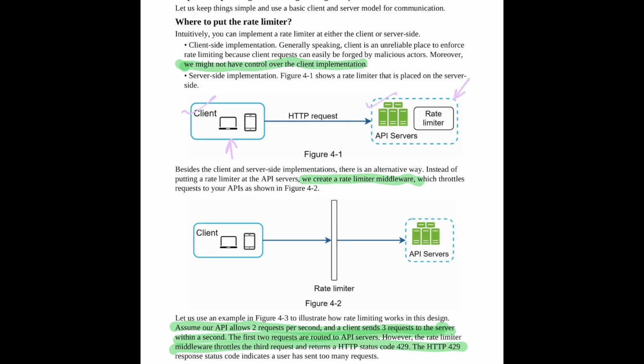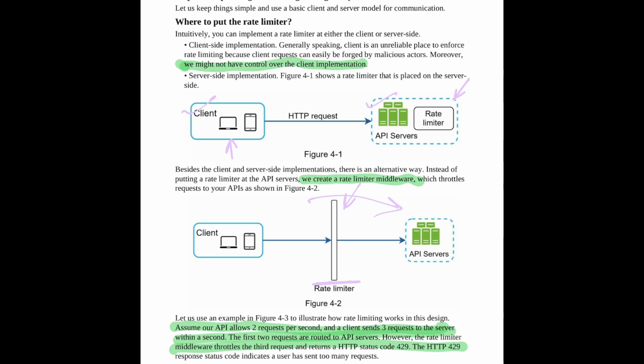But besides this approach, the client server side rate limiter implementation, there's a better way that you can create a rate limiter middleware. So what it means is you put it in the middle. So basically, okay, we'll discuss it later. If there's a scope, then only it goes to the server, else the requests are dropped. So it's more like that's an alternative way.